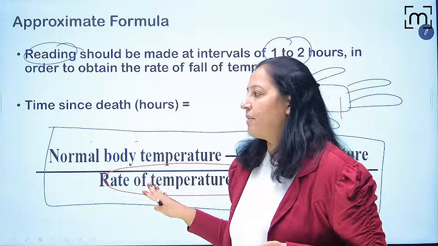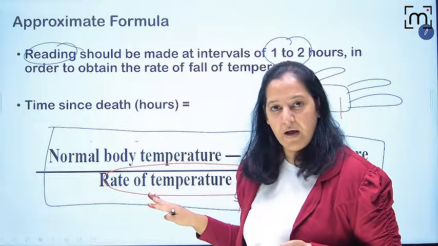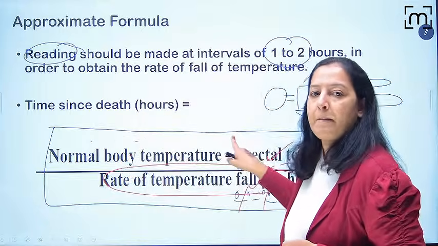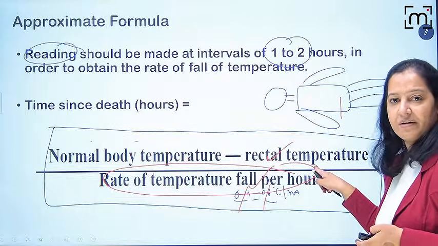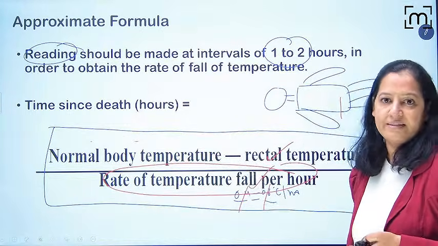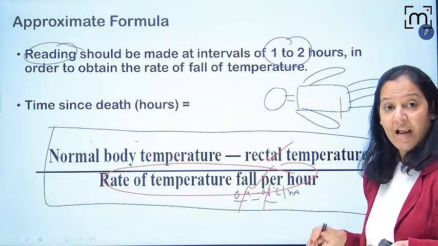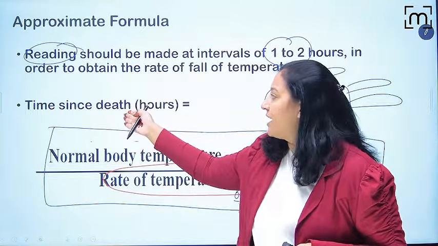So please learn this formula. Everyone got this formula? You learned this formula? Normal body temperature minus rectal temperature upon rate of fall. Say the formula, learn the formula, with the help of which you can see the time since death.